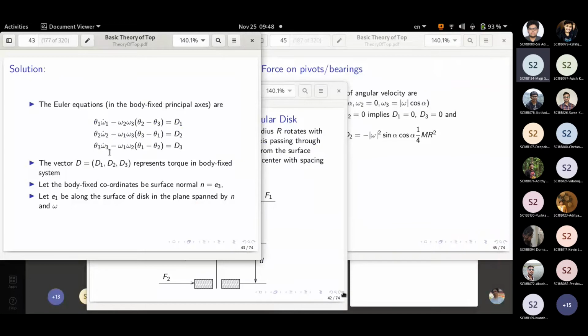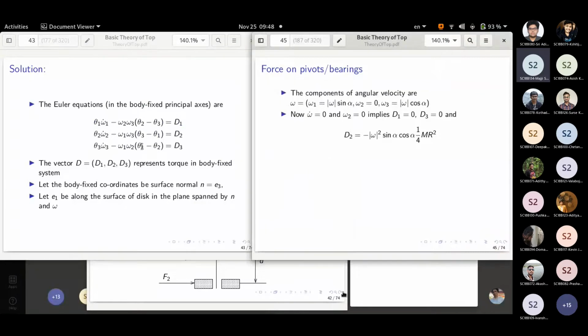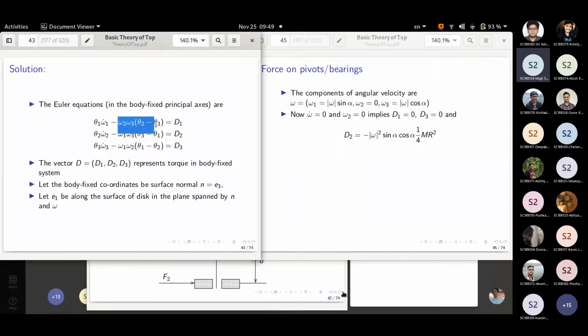In addition to that, what do we have? Omega 2 is 0. Since omega 2 is 0, you don't have this expression. So this also becomes 0, and similarly this quantity. Therefore, the torques D1 and D3 are 0. So where is the torque felt now? Along D2.